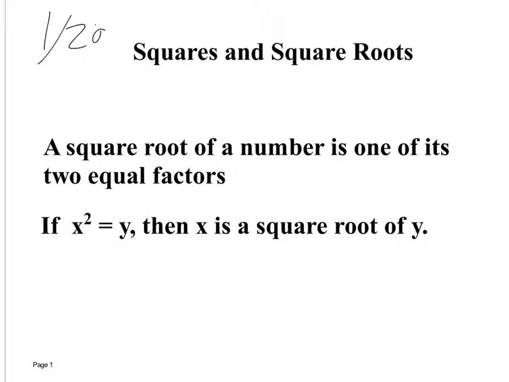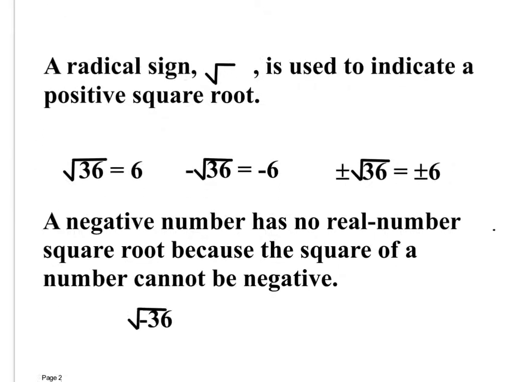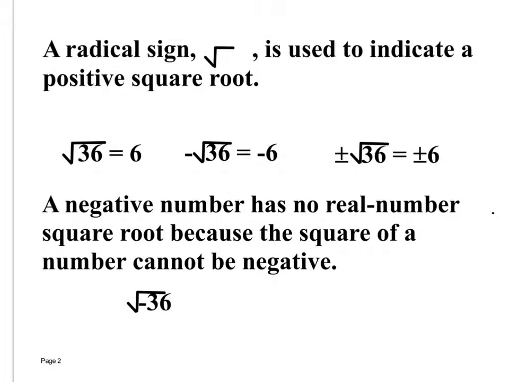So the square root of 16 would be 4. The square root of 121 would be 11, because 11 times 11 gives me 121. All right, write this down. This is the radical sign. They use it to indicate a positive square root. So the square root of 36 is 6, because 6 times 6 gives you 36. The negative square root of 36 is negative 6.